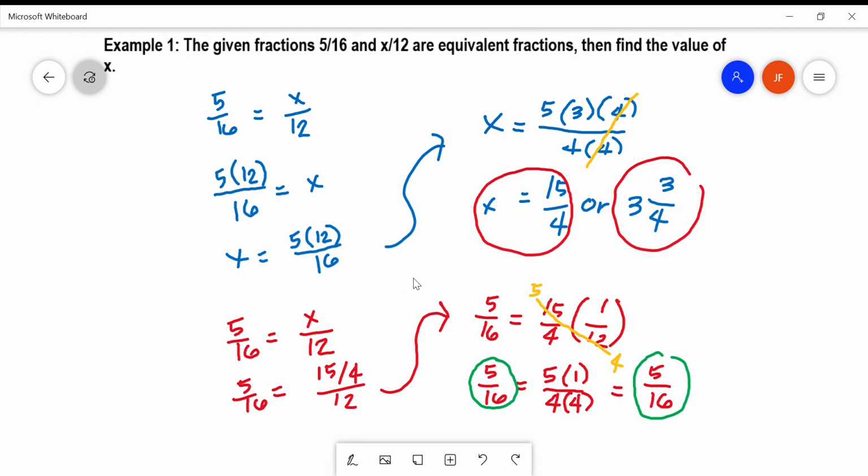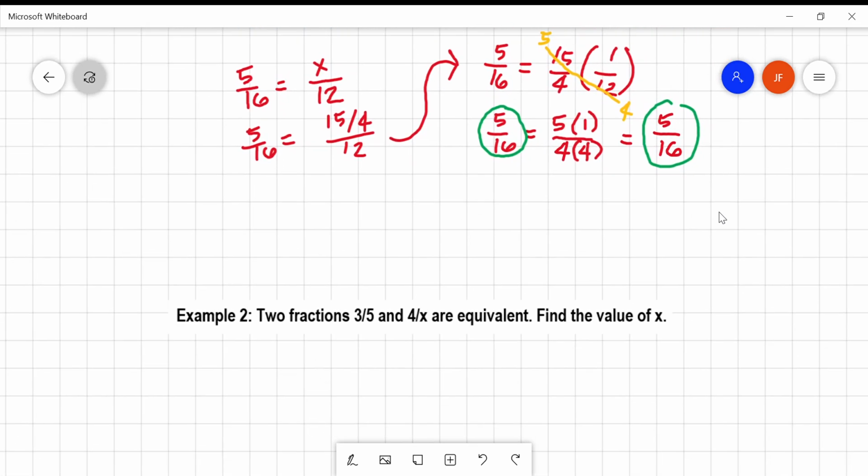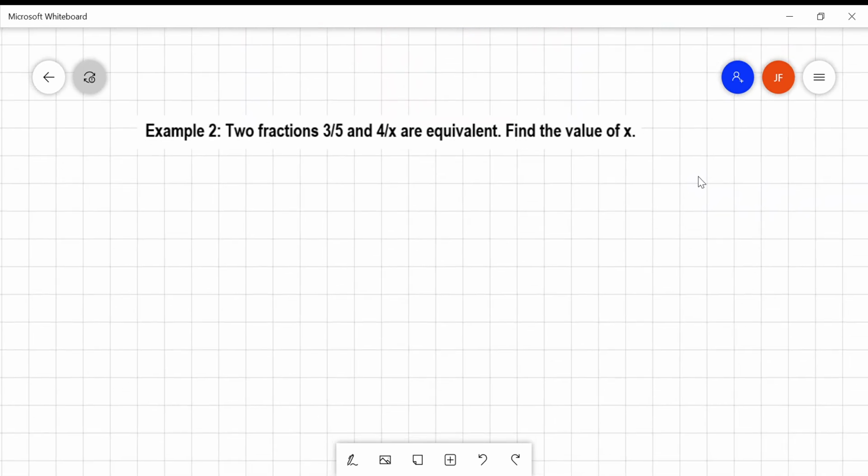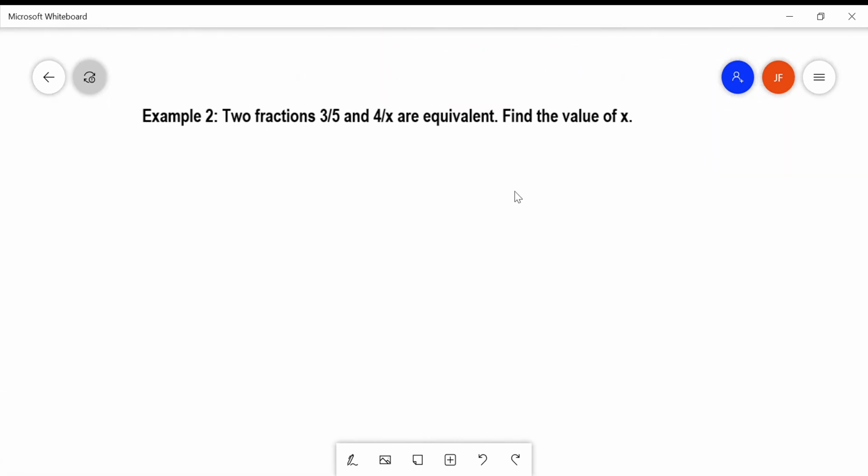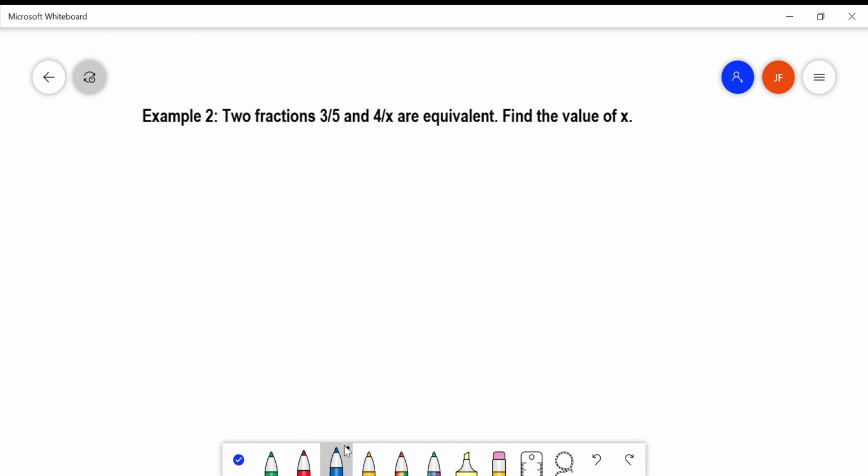Okay, so another example below. Example number 2. Two fractions 3/5 and 4 over x are equivalent. Okay, now find the value of x. Since they are equivalent, we are going to use the concept of ratio and proportion. We're going to illustrate this in an equation form.